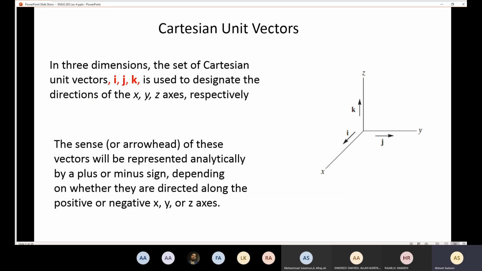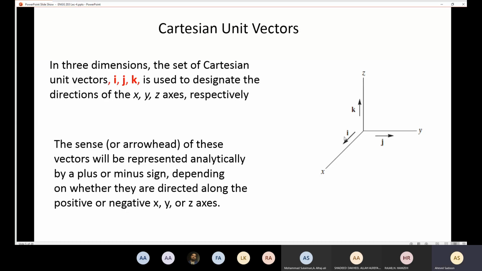And also in the Cartesian vectors, we are going to use the unit vectors. The unit vectors show us the direction of the component itself. So we have I, and we have J, and we have K. We use I to indicate that the direction of the force is in the positive X. We use J to indicate that the direction of the force is in the positive Y. And we use K to know the direction of the force in the positive Z direction.